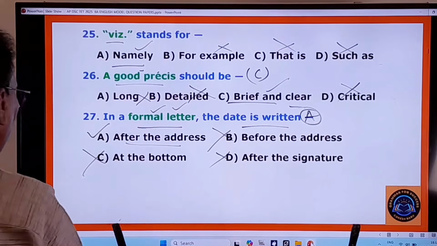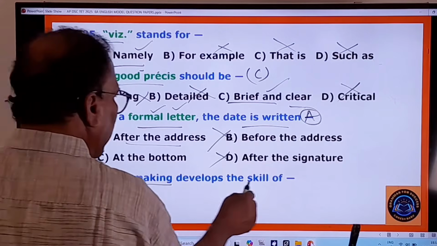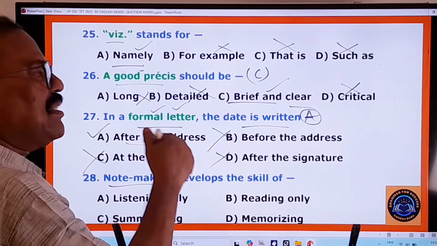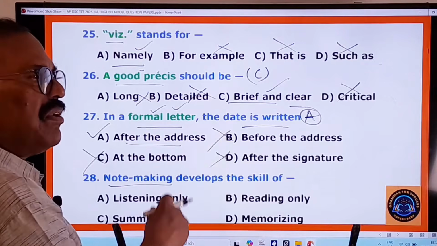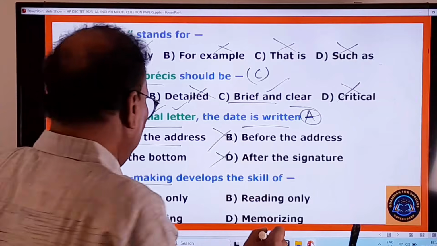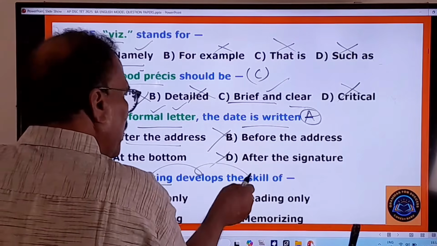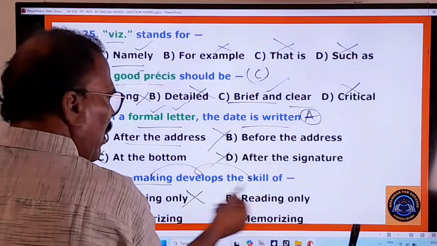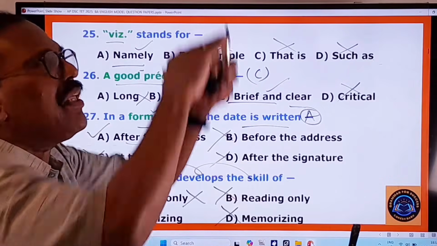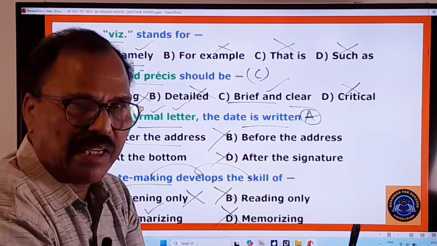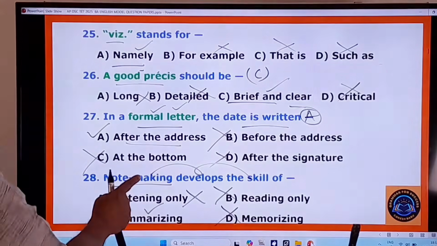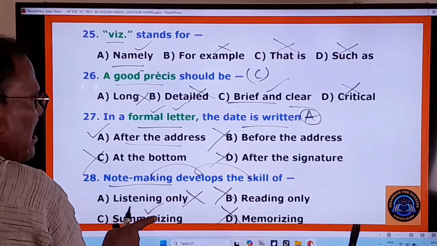And you move on to the 28th question. Note making develops the skill of what? Note making means whenever somebody is delivering a lecture, you note down some important points. So that is called note making. So this note making develops the skill of what? Listening only, no. Reading only, no. Memorizing, no. But summarizing. When all the important points are brought together, that becomes a kind of summary. So that's why note making develops the skill of summarizing.